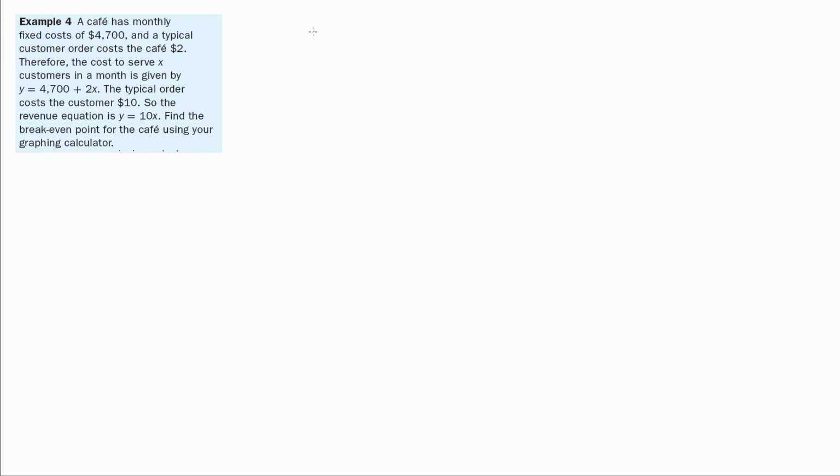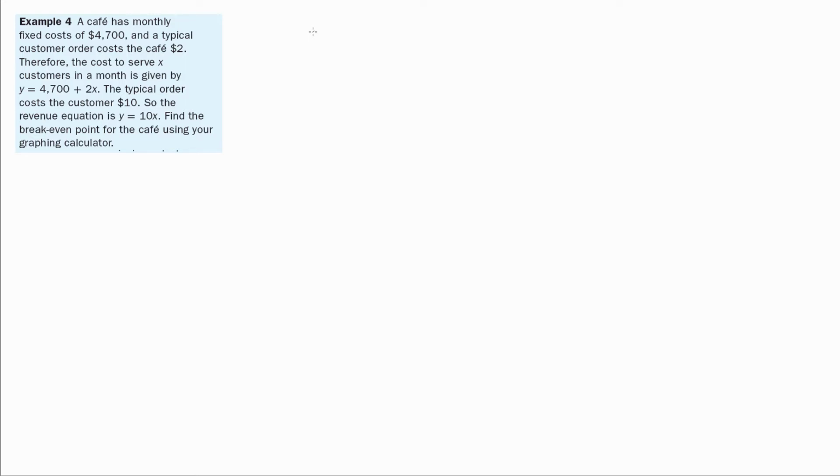A cafe has a monthly fixed cost of $4,700, and a typical customer order costs the cafe $2. Therefore, the cost to serve X customers in a month is given by Y equals 4,700 plus 2 times X. The typical order costs the customer $10. So the revenue equation is Y equals 10 times X. Find the break-even point for the cafe using your graphing calculator.